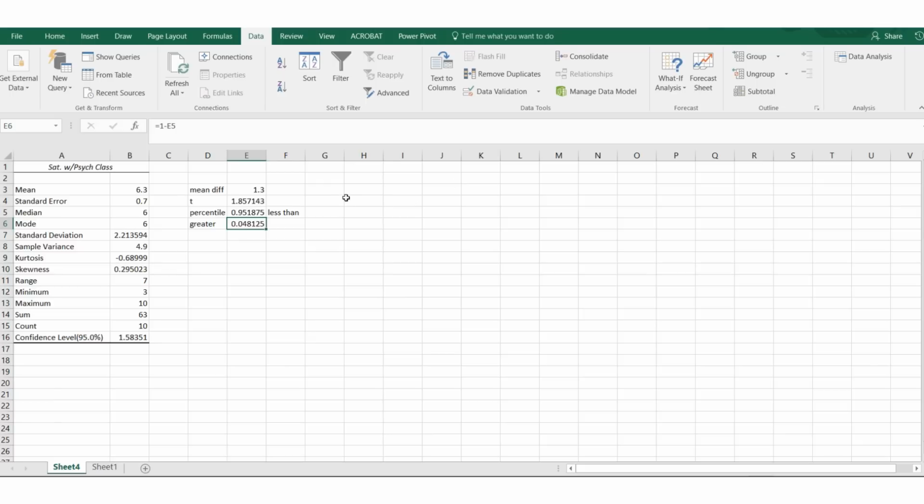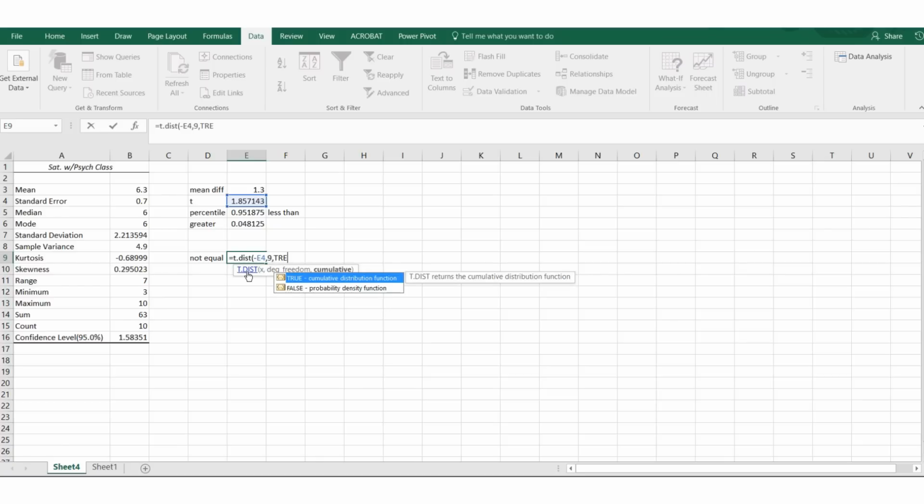But let's just say for a second, what if you had a not equal to, so you have a non-equal problem, say you can't decide which way. Then what you want to do is you're going to do equals T.DIST, and then you want to put the negative version of your t-value. So if this was already negative, then leave it negative, but it's positive here, so we want to make it negative, and then put your degrees of freedom, and then TRUE.